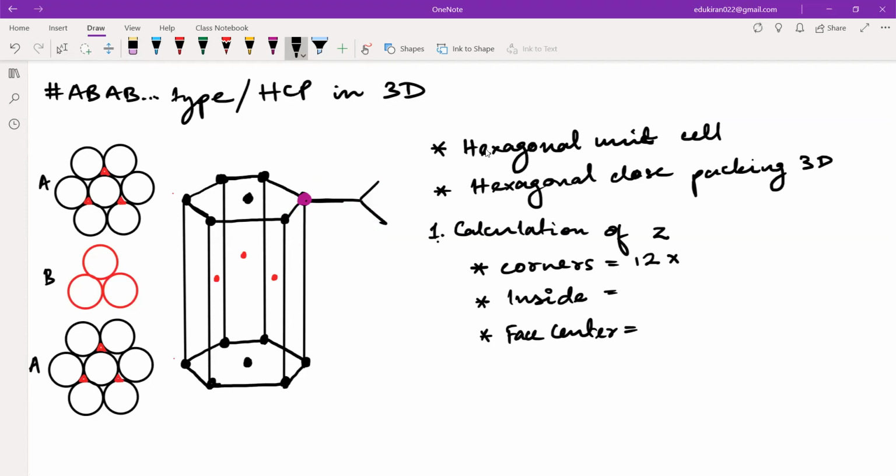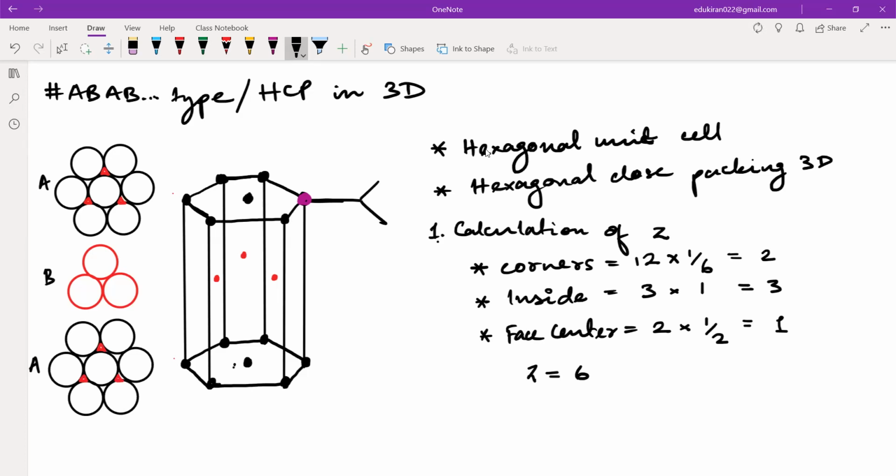Okay, fine. So corner atoms are 12 and the contribution is 1 by 6, so this will be equal to 2. The inside atoms are 3, the red ones, and their contribution is 1, that means they are present in only one room, so it will be 3. And the face center atoms: there are 2, and each is shared by 2 rooms, one in the above floor and one in the down floor, so this will be equal to 1. So Z is equal to 6.